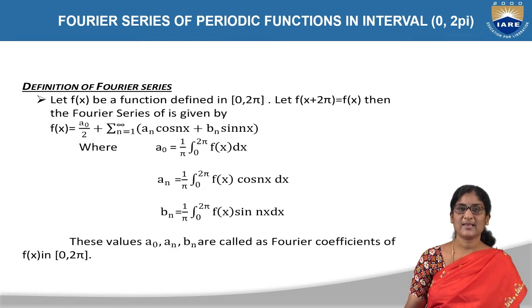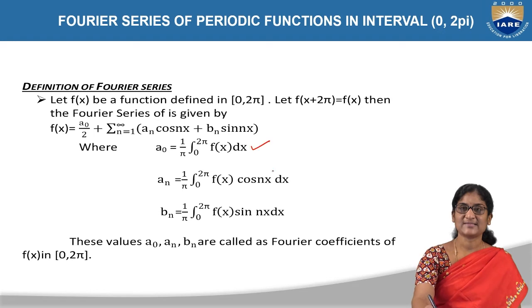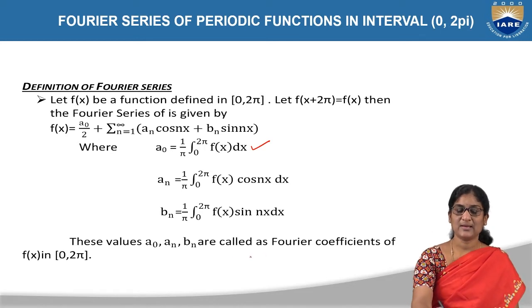Here a0, an, bn are called Fourier coefficients and they are given by the formulas: a0 is equal to 1 by pi integral 0 to 2 pi f of x dx, and an is equal to 1 by pi integral 0 to 2 pi f of x cos nx dx, and bn is equal to 1 by pi integral 0 to 2 pi f of x sin nx dx. These values a0, an, bn are called the Fourier coefficients of f of x in the interval 0 to 2 pi.